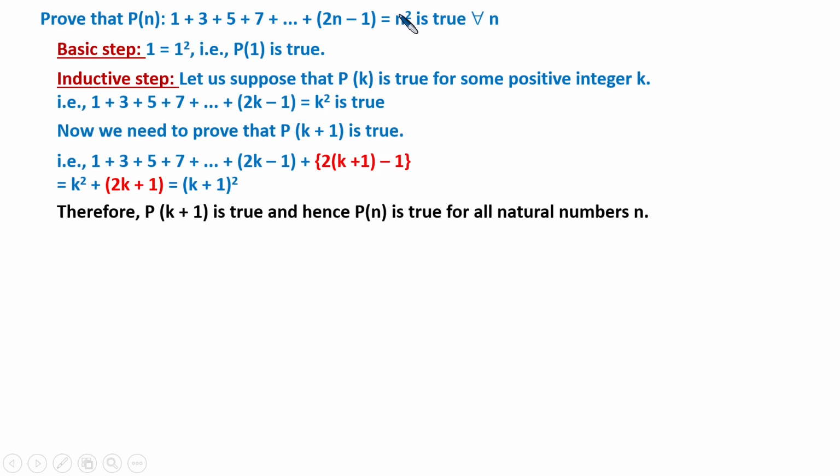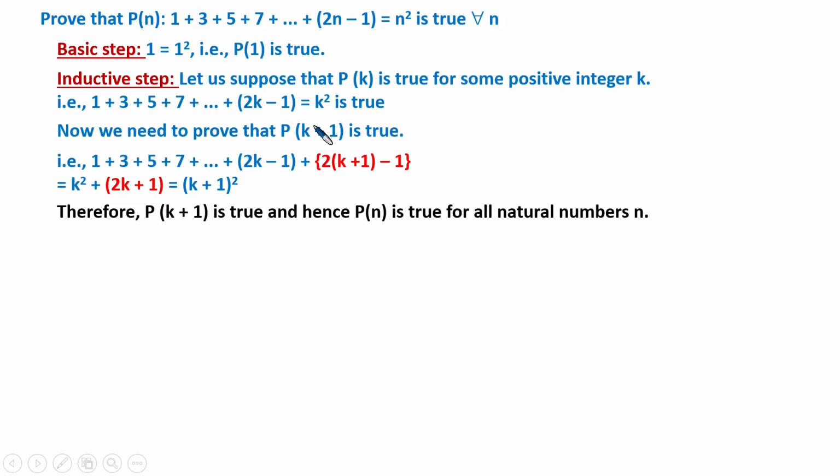Now I assume that this is also true for all n. If it is true for all n, then it should be true for n plus 1 also. So let us suppose that P k is true. This is a dummy variable; I'm writing a separate alphabet here instead of n, so it is immaterial, just to keep track of it. So P of k is true for some positive integer k. That is, this equation is true. As I said, instead of n, I'm writing k. This is true, I know.